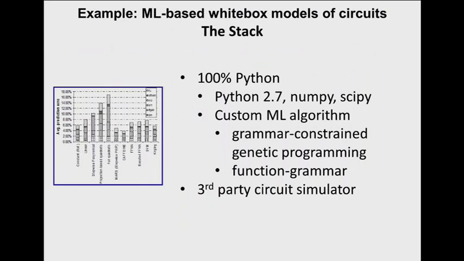And overall, in Python terms, what's the stack here? It's actually 100% Python. Using Python 2.7, actually in that case, it was even an earlier Python, probably about Python 2.3 or so. NumPy and SciPy. Custom machine learning algorithm that I wrote was grammar-constrained genetic programming. It was multi-objective as well. And then I actually designed a grammar for functions.